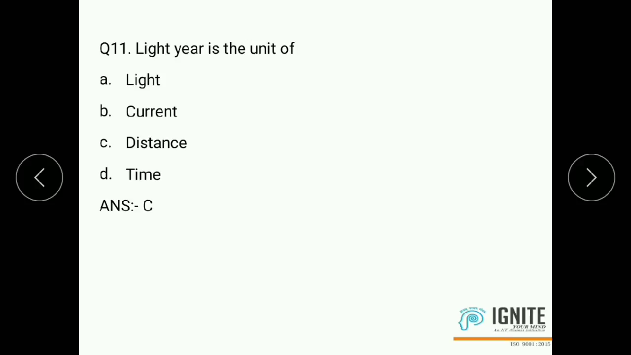Next, 7 questions are from general physics. Okay. 11th question, light year is the unit of astronomical distance. Therefore, answer option C.